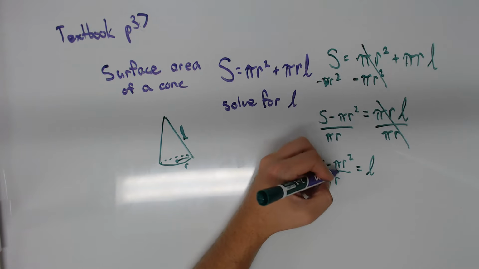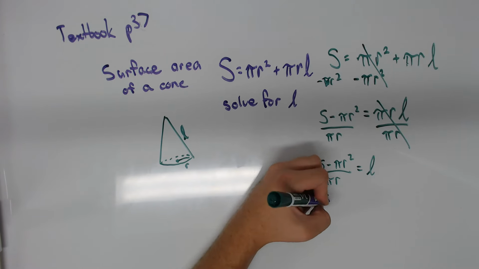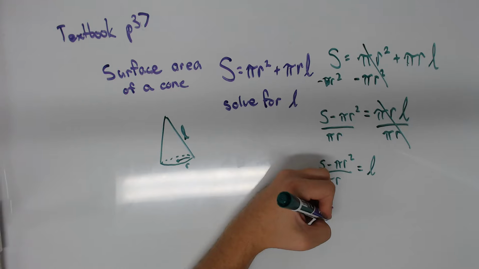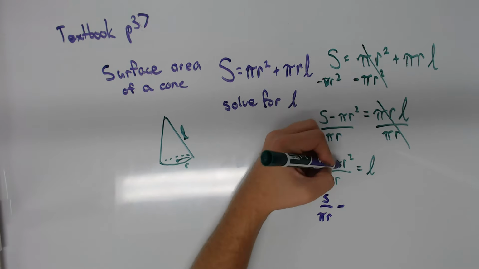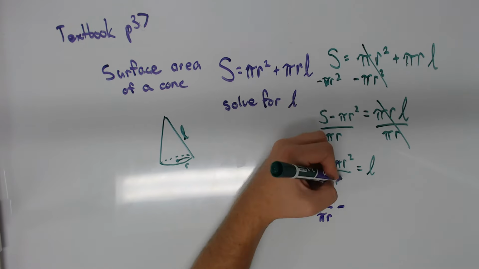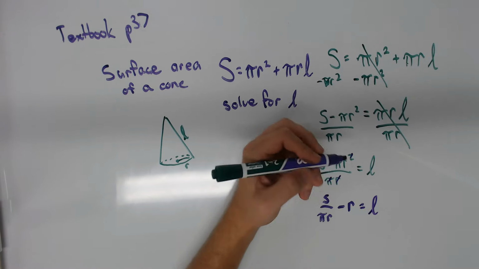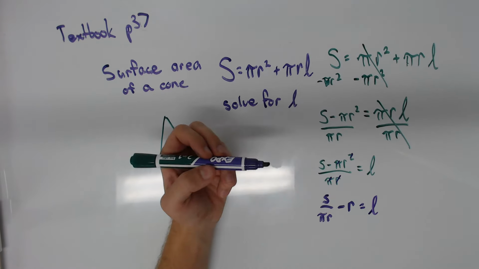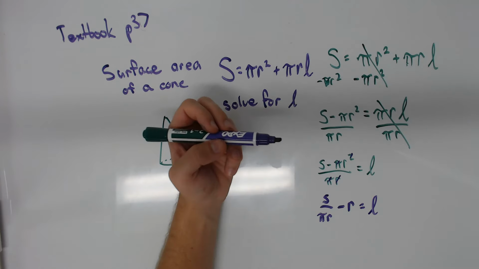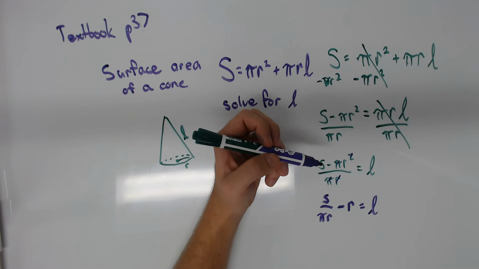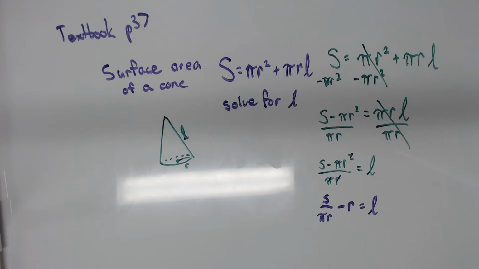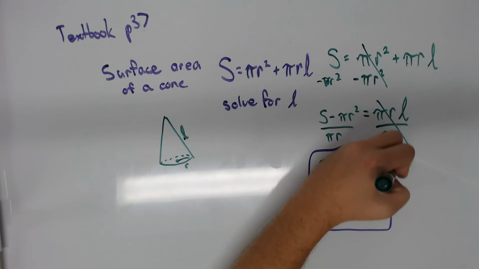But I can divide the individual things. S over pi r. And in this one, the pi's would cancel and one r would cancel. So it would just be r. I don't know which one you guys think looks better. I have the same number of places to plug in r, so I don't know if one's cleaner than the other one, but these are both completely valid answers.